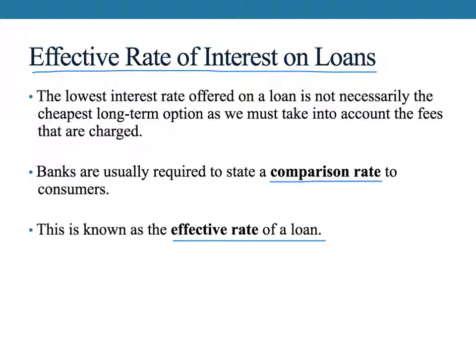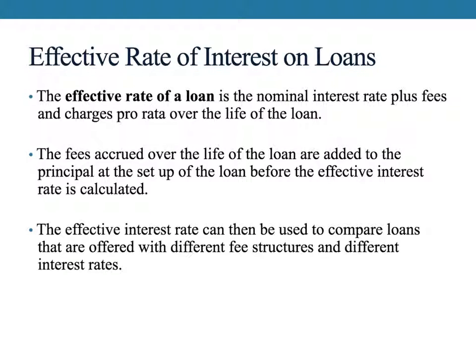So I'd copy those two. The comparison rate on a loan is going to be different to the effective interest rate that's given on other things. So, to define the effective rate of a loan, it is the nominal interest rate plus fees and charges over the life of the loan.